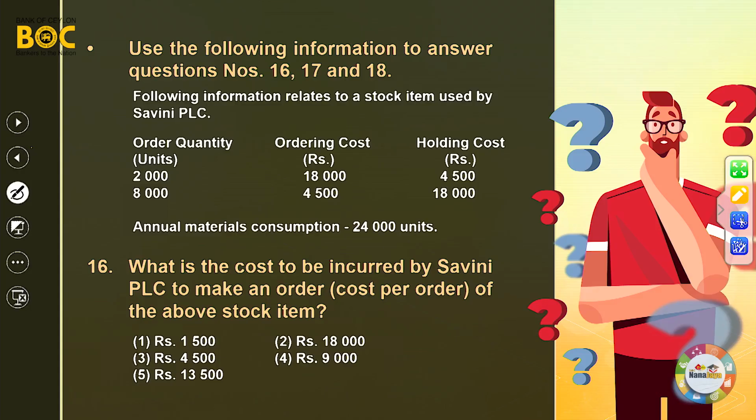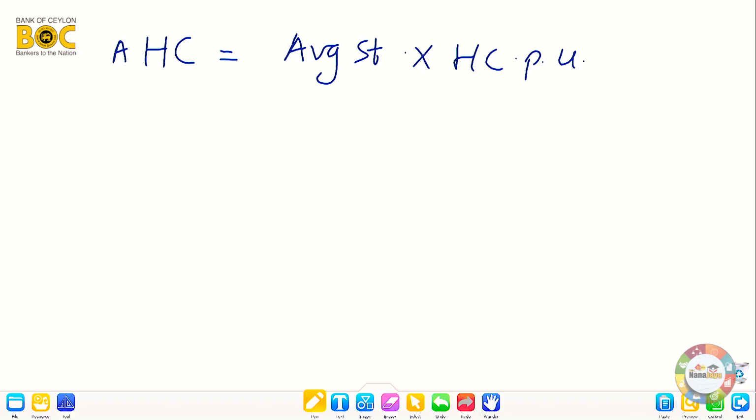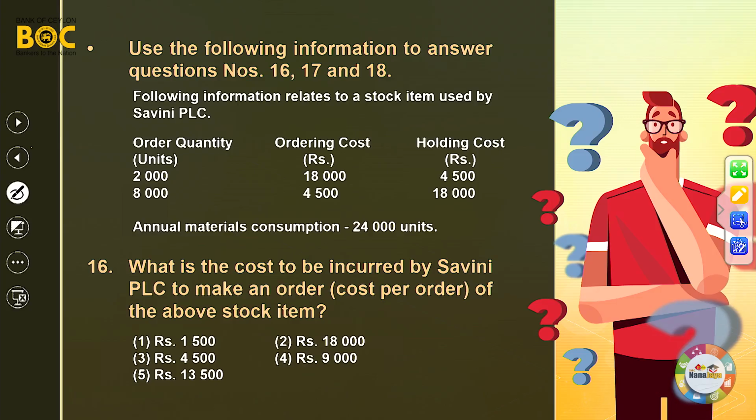So here you can calculate average stock. And how do you calculate average stock for EOQ computation? Half of order quantity. Half, 50% of the order quantity, you take as average stock for the computation of economic order quantity. Here you can calculate average stock.